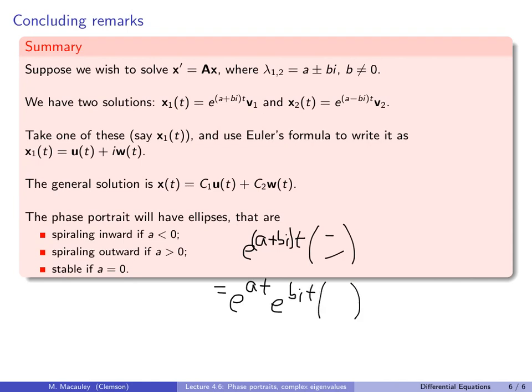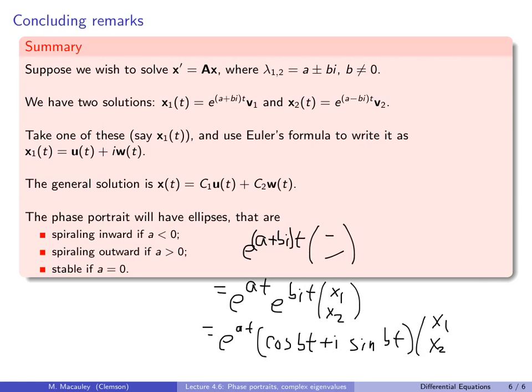Let me actually call this something. I don't want to use a, b, so let me use x1, x2. And then we use Euler's formula to write this as e to the at times cosine of bt plus i sine of bt times x1 and x2. And let me emphasize, x1 and x2, these are numbers. This is like 2 and 6 or something like that. And then we move these inside and we have sines and cosines.